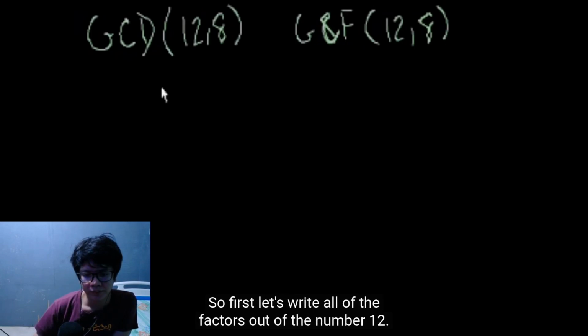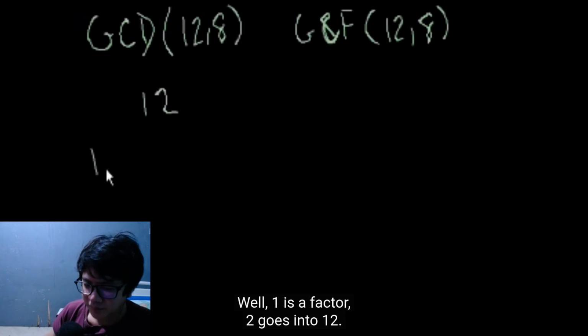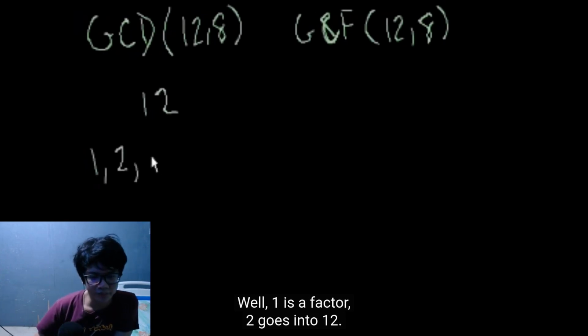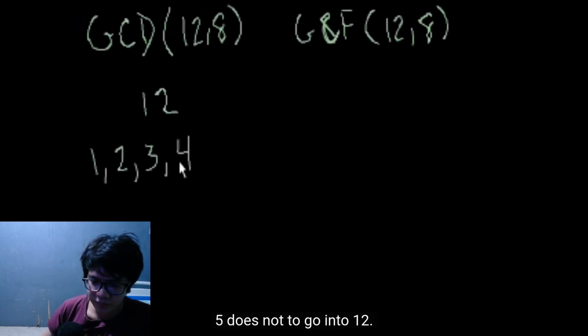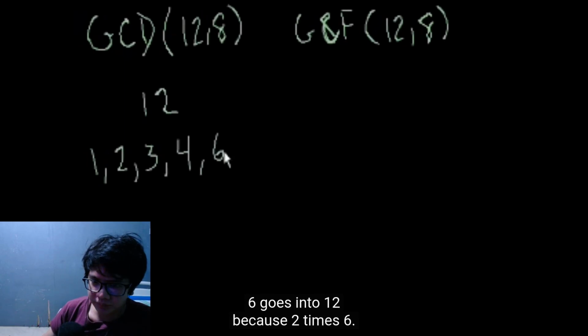So first, let's write all the factors out of the number 12. Well, 1 is a factor, 2 goes into 12, 3 goes into 12, 4 goes into 12, 5 does not go into 12, 6 goes into 12, because 2 times 6, and then 12 goes into 12, of course. 1 times 12.